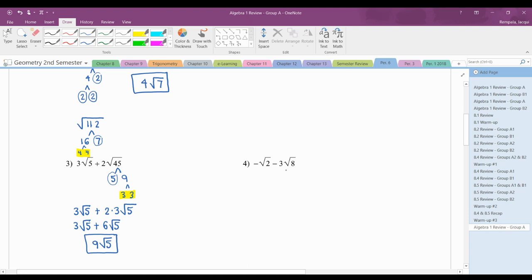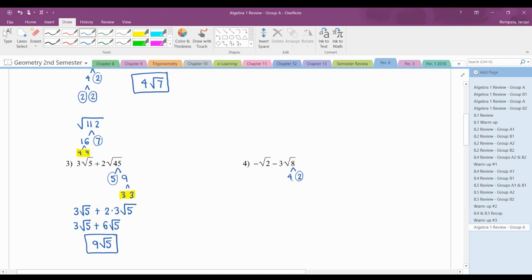Okay, if I look at the second example there, we've got negative square root of 2 minus 3 root 8. If you look at the square roots, we do not have the same number underneath, which means that we need to break something down and try to get the same number. In the first radical, 2 is a prime number. I cannot break that down any further. However, I can break down the 8. 8 is 4 times 2.